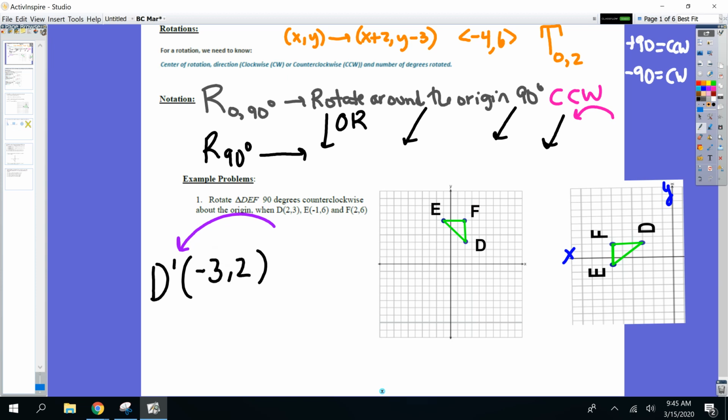All right, and do the same thing for F and E right now. Look at your quarter turn paper, write the new coordinates down of F prime and E prime.